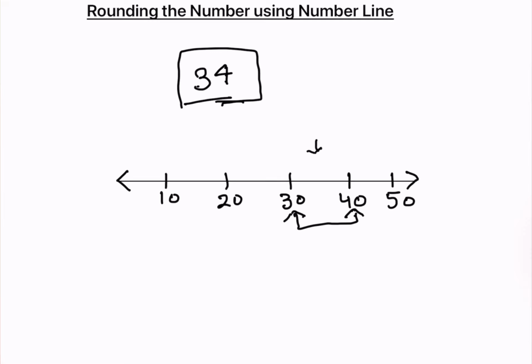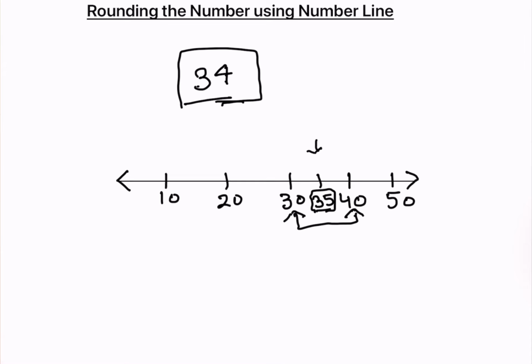But here there is not only one number, right? There are 10 numbers: 31, 32, 33, 34, 35, 36, 37, 38, 39 and 40. So what is the next step? We can find the midpoint. What is exactly in the middle of 30 and 40? It is 35. Okay, now we got the number 35.